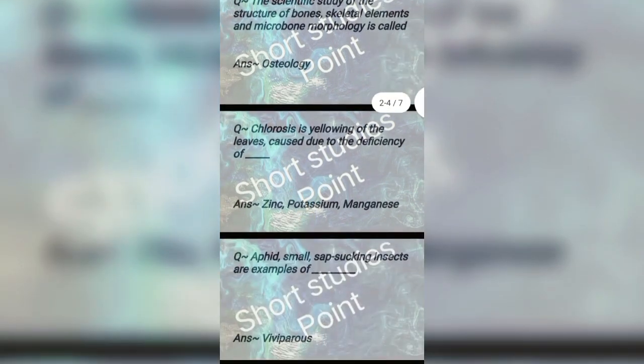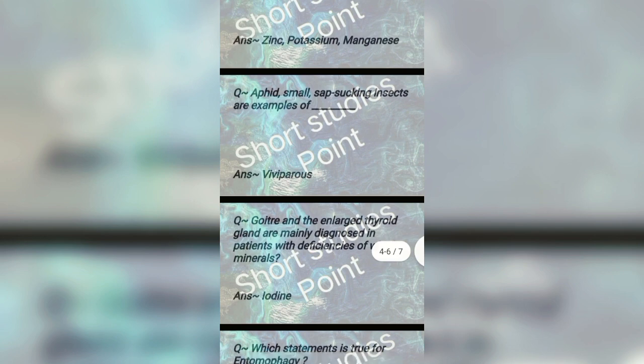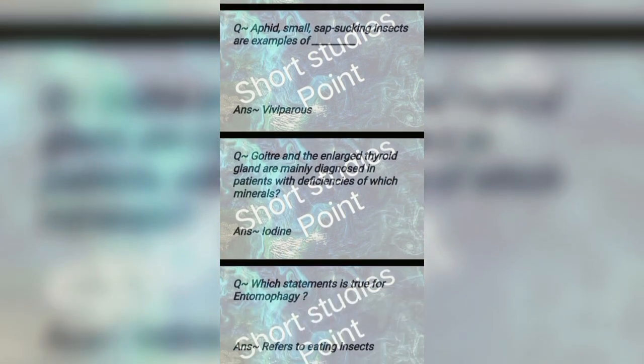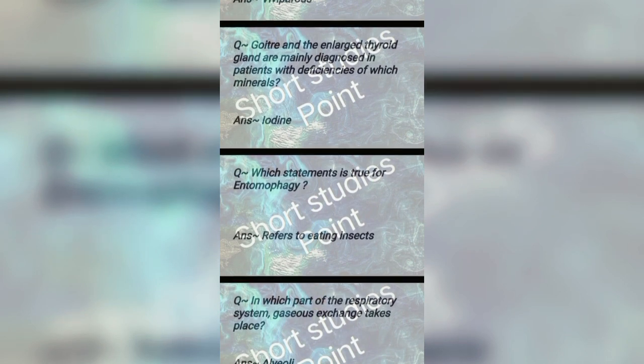osteology. Next question: chlorosis is yellowing of the leaves caused due to the deficiency of, answer: zinc, potassium, and magnesium. Next question: aphids, small sap-sucking insects, are an example of, answer: viviparous. Next question: goitre and an enlarged thyroid gland are mainly diagnosed in patients with deficiency of which mineral? Answer: iodine. Next question: which statement is true for entomophagy? Answer: it refers to eating insects.